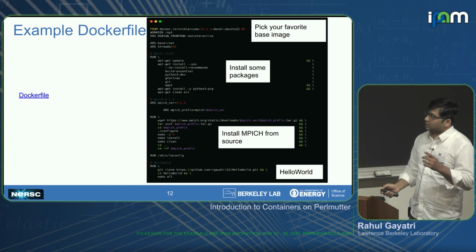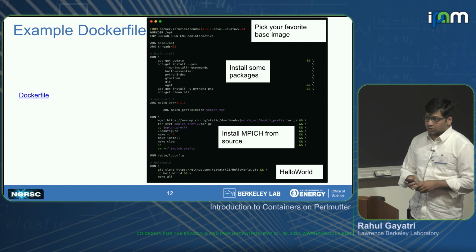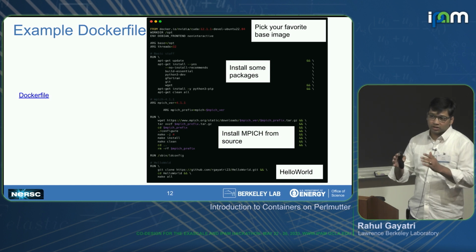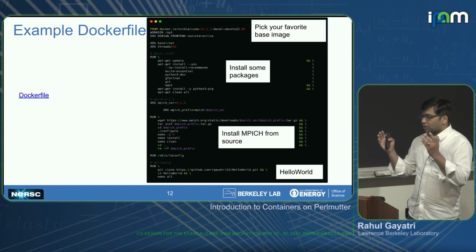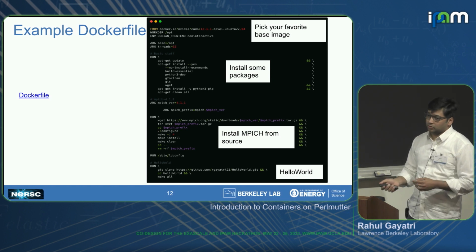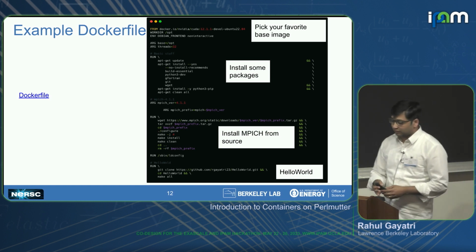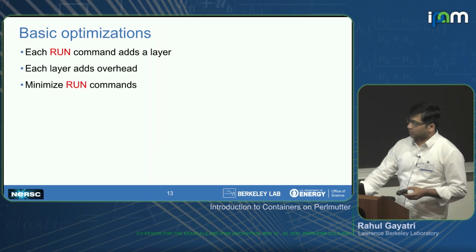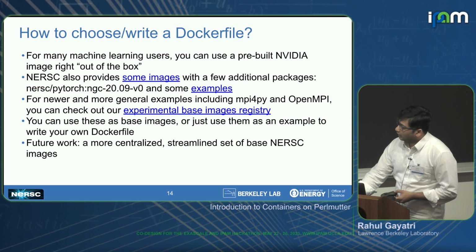Just a disclaimer on Perlmutter. This picking up of cache would only happen if you're doing this again on the same login node. The caches are stored per login node. So if you jump to a different login node, this cache would not be there, and it'll just rerun everything from the top. So minimize your run commands as much as possible.